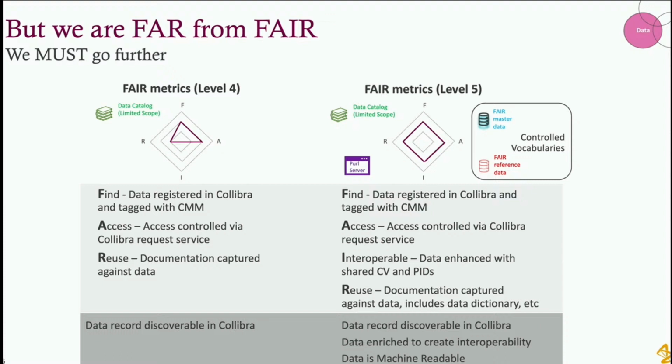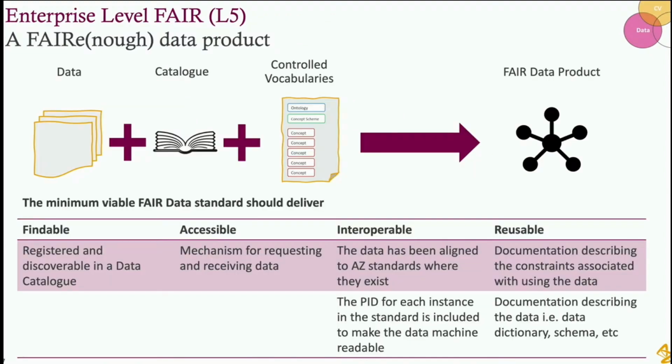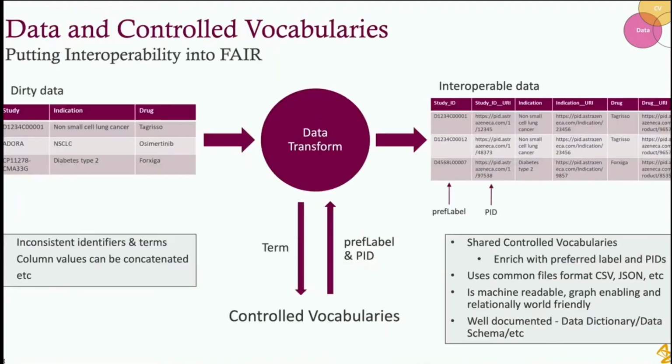And so if we want to go further, we've got to tackle that hard problem of how do we make the data interoperable. And that really means using those controlled vocabularies that we're constructing and taking the data and putting the PIDs into the data. And that will deliver us a level 5 product. So now we're talking about how the controlled vocabularies and the data come together to achieve that.